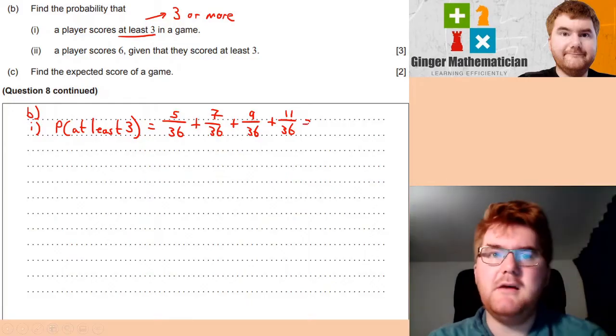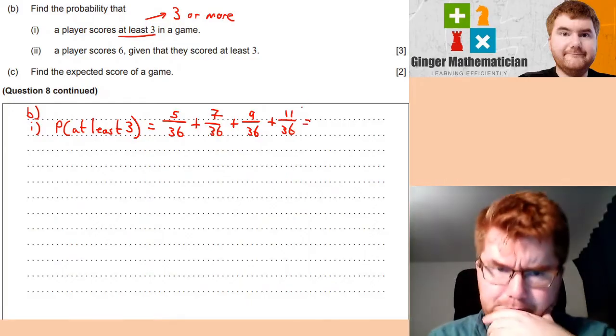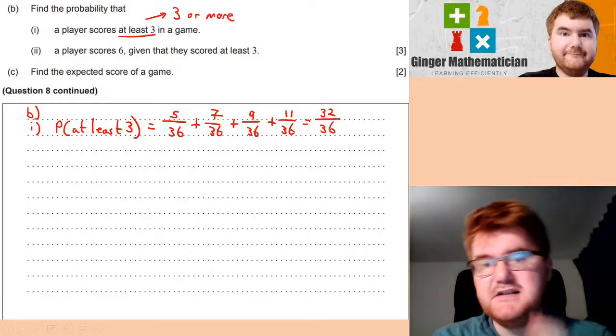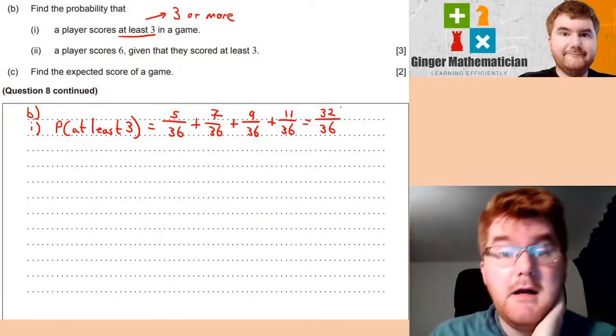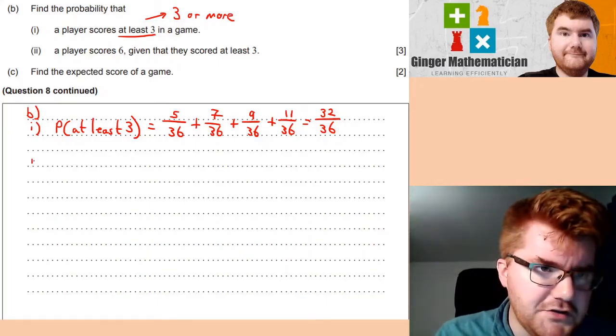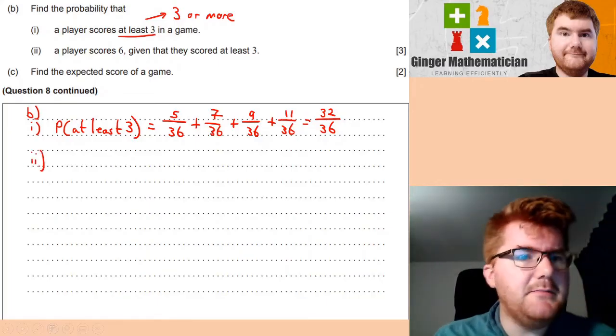You could also work this out by taking away 2 and 1. And if we do this, we get 32 out of 36. Now you could simplify this as well, but as long as we've got a correct answer at the end, this is fine.